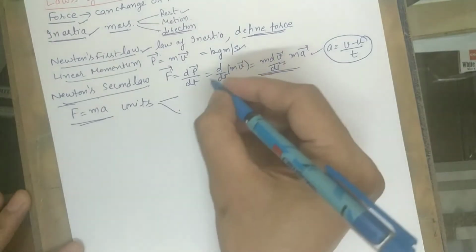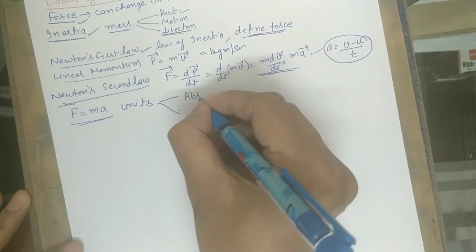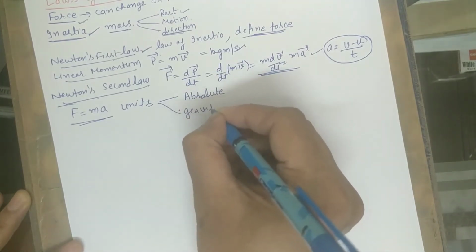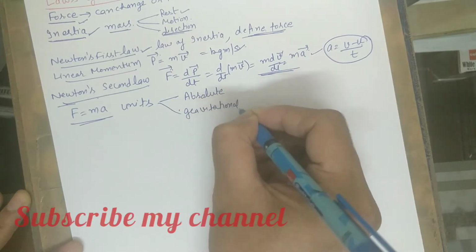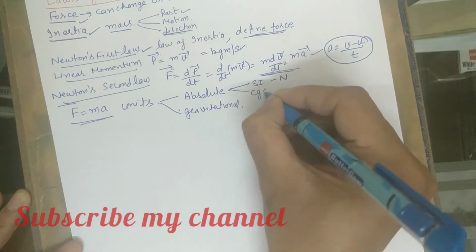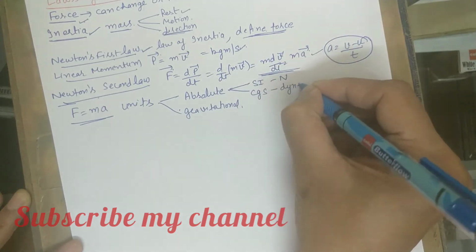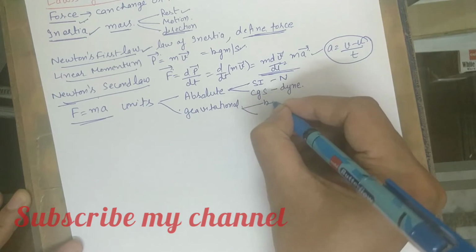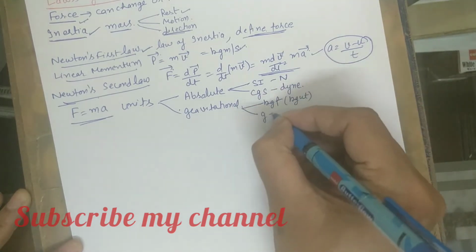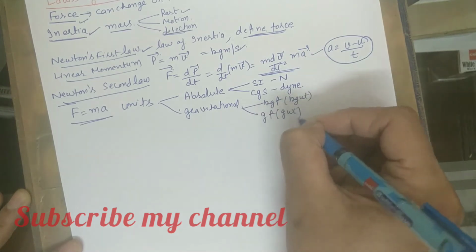From here we also give the units for force, and to define the units we have two systems: absolute and gravitational system. In the absolute system, the SI unit is Newton and the CGS unit is the dyne. And in the gravitational system, it is kilogram force or kilogram weight, and gram force or gram weight.